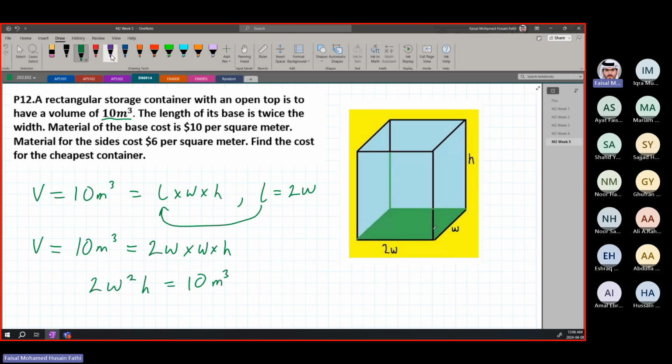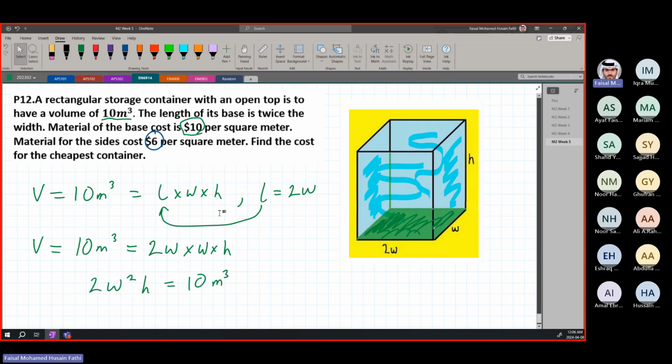The material of the base costs $10. The material of the base is $10, the green one here. This is $10, the material for this. And the materials for the sides is $6. For these sides, each side of them, 1, 2, 3, and the rear side 4. These are all $6 for each of them. Find the cost for the cheapest container.